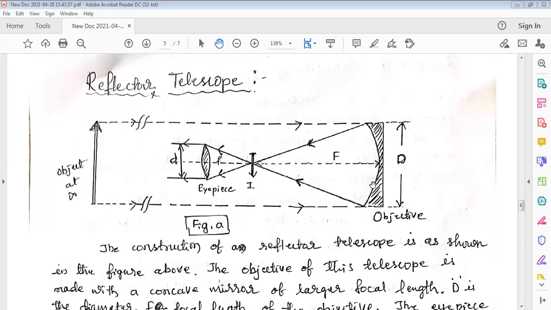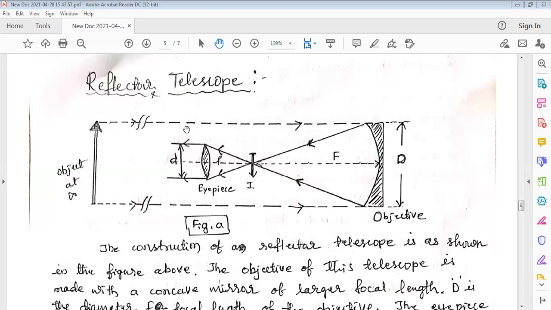The main important difference between the reflecting telescope and the refracting telescope is the objective. In the refracting type of telescope, the objective was a convex lens, whereas here the objective is a concave mirror. A concave mirror is used.